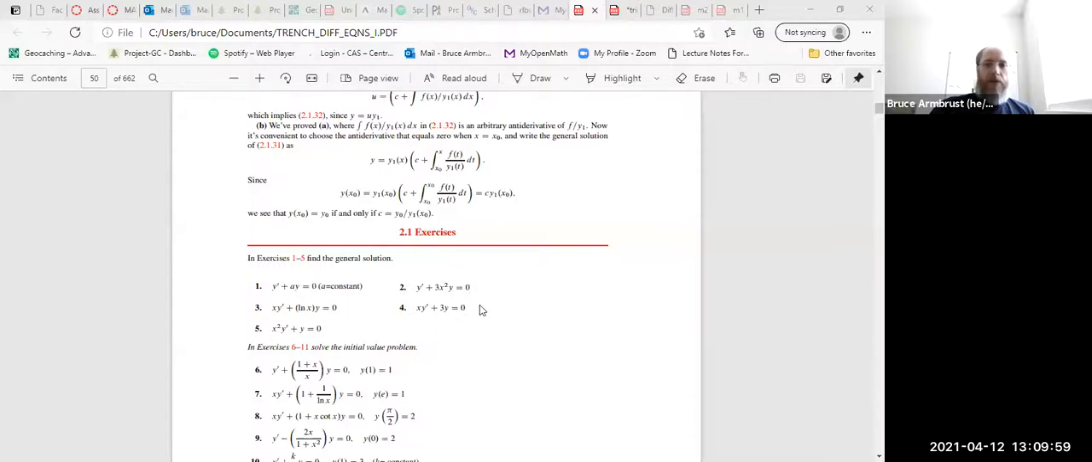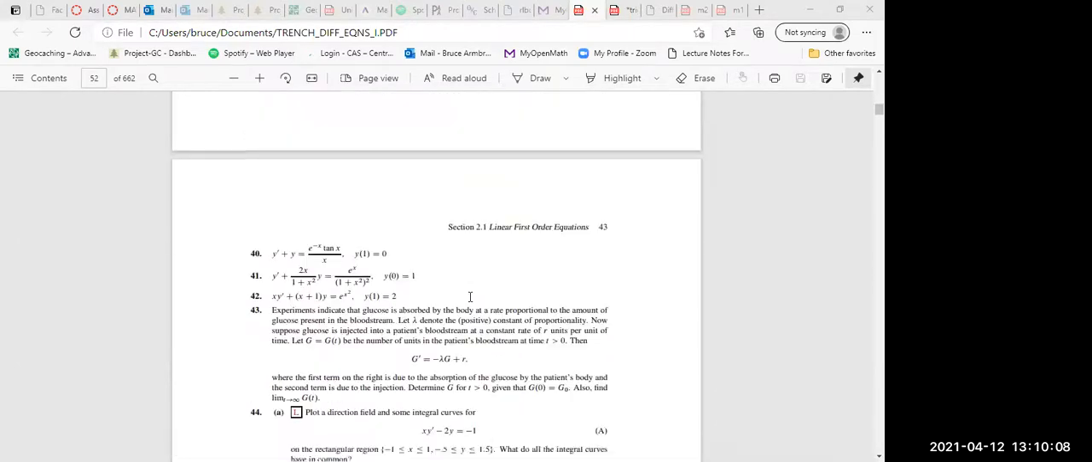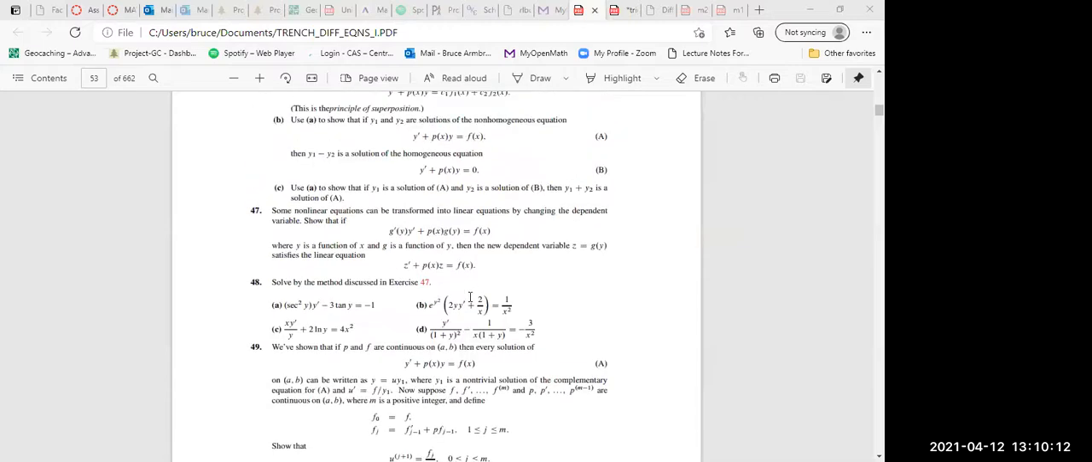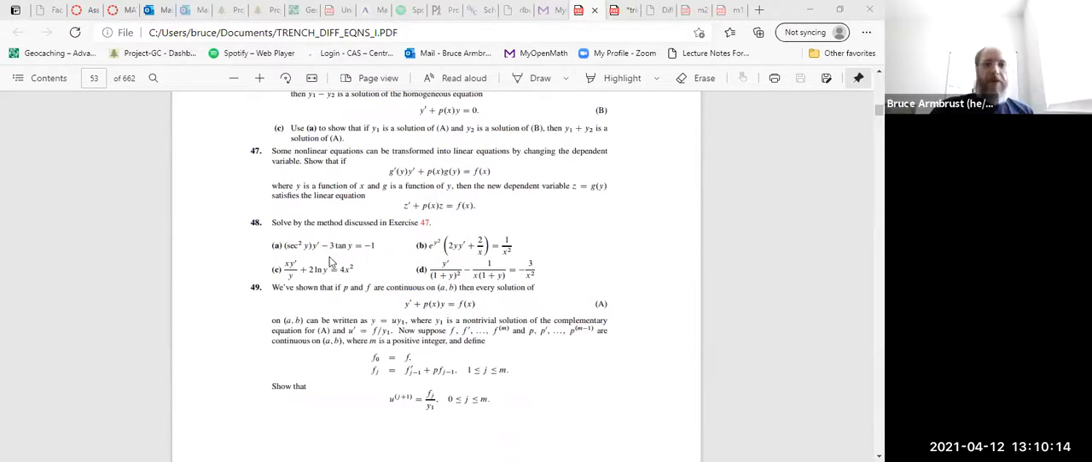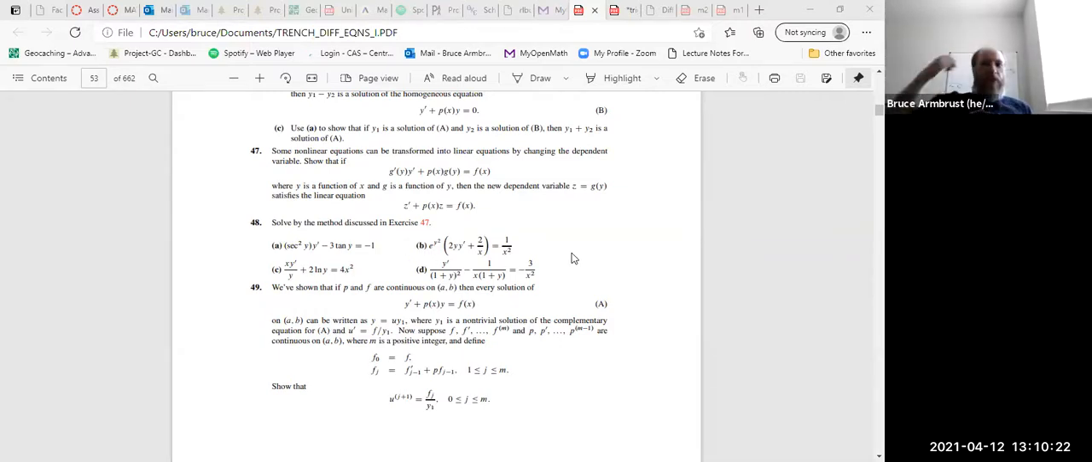But let me start by sharing my screen here and we'll go take a look at section 2.1. Do you remember what the problem numbers were, Victor? 48, I think. So the solved by the methods discussed in 47. Yeah. Okay. All right. So let's just take a look at 47 first.